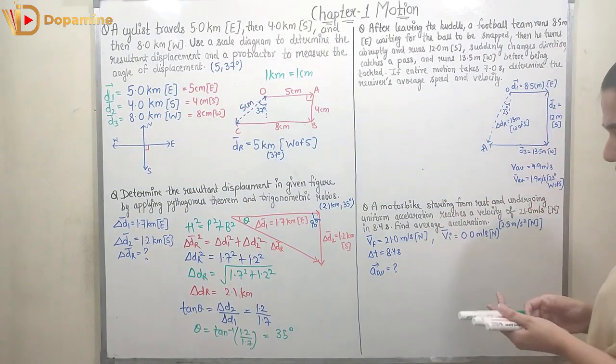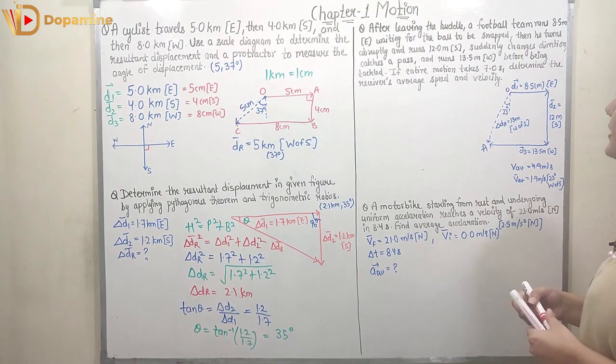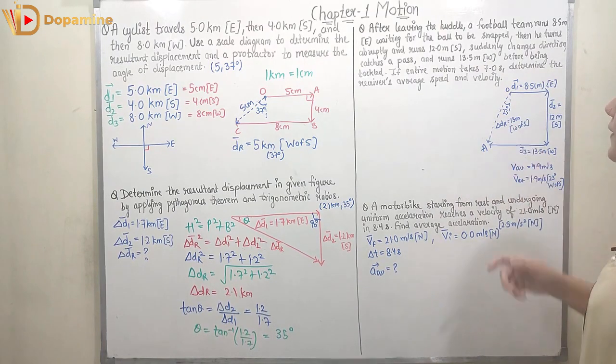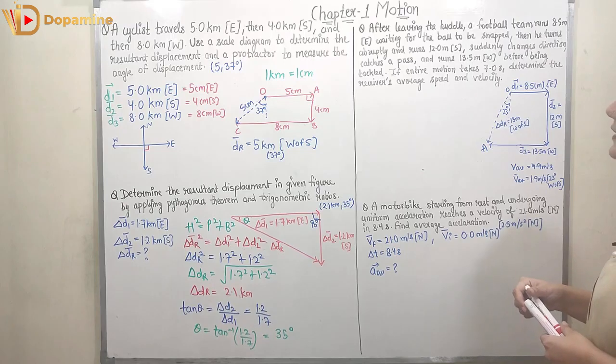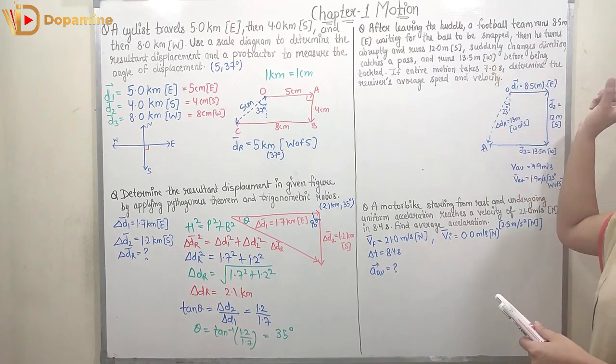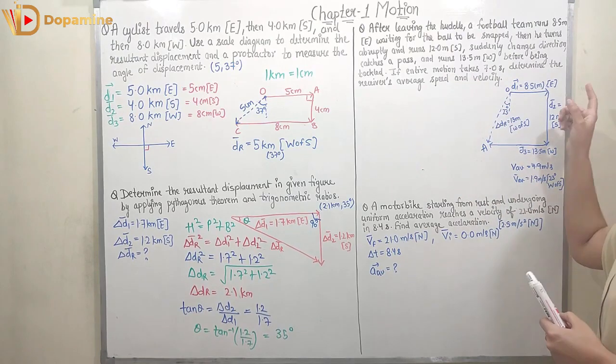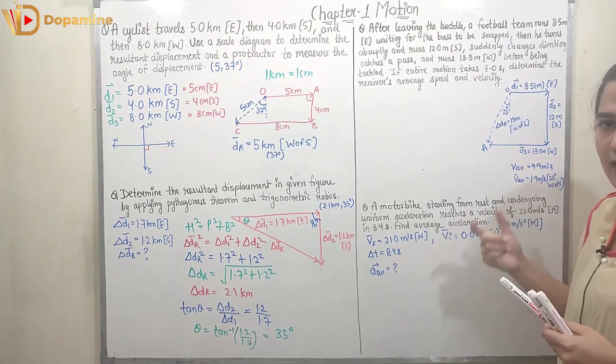So now coming to the next question, it states: after leaving the huddle, a football team runs 8.5 meter east waiting for the ball to be snapped. Then he turns abruptly and runs 12 meters south, suddenly changes direction, catches a pass and runs 13.5 meter west before being tackled. If the entire motion takes 7 seconds, determine the receiver's average speed and velocity.